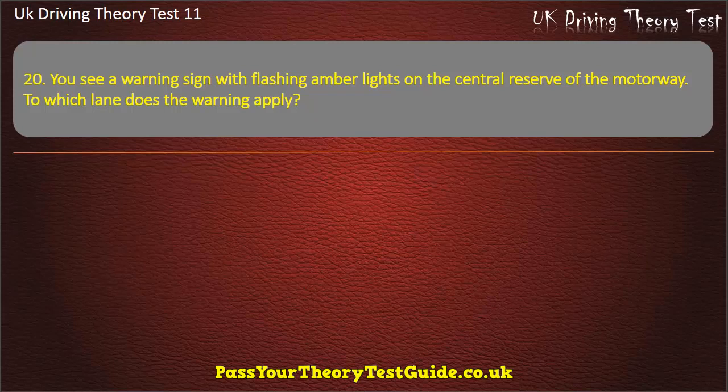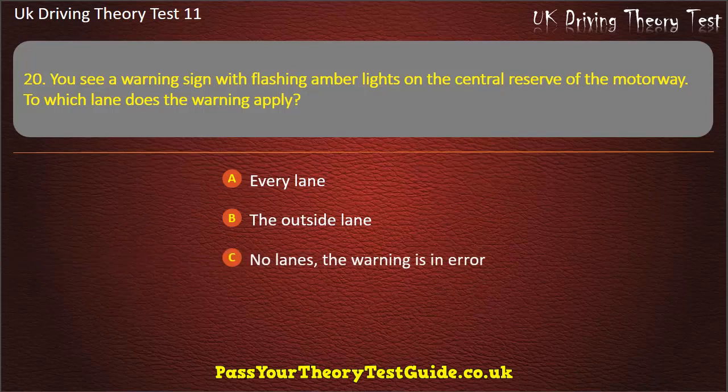Question 20. You see a warning sign with flashing amber lights on the central reserve of the motorway. To which lane does the warning apply? Every lane. The outside lane. No lanes, the warning is in error. The inside lane. Answer. Every lane.